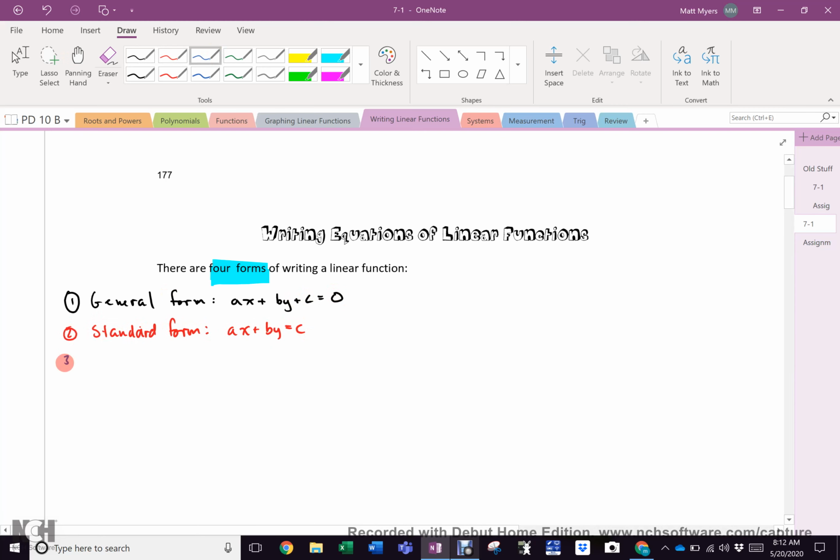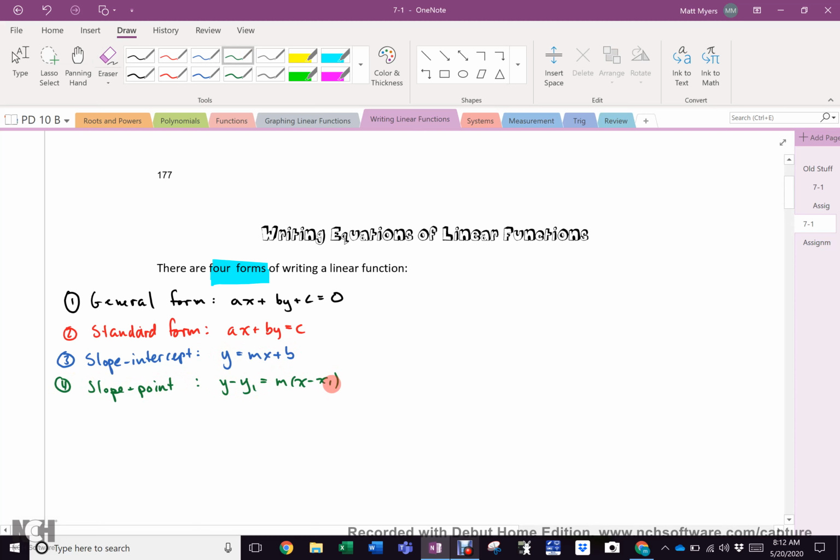Then there's slope intercept, which is y equals mx plus b. And lastly, there is slope point, which is y minus y1 equals m times x minus x1.